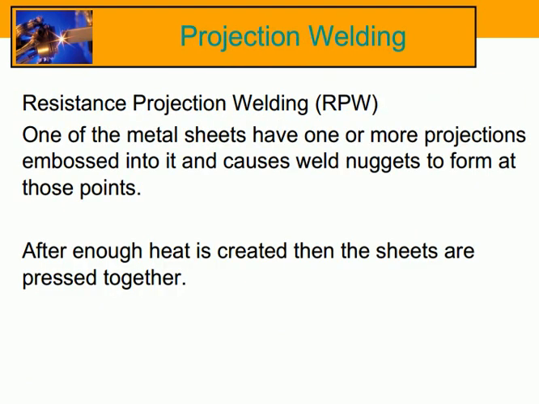Projection welding. Resistance projection welding, RPW. One of the metal sheets has one or more projections embossed into it, which cause weld nuggets to form at those points. After enough heat is created, the sheets are pressed together.